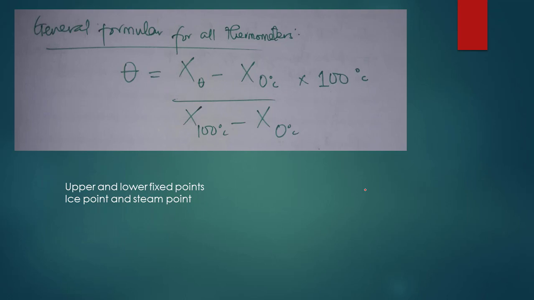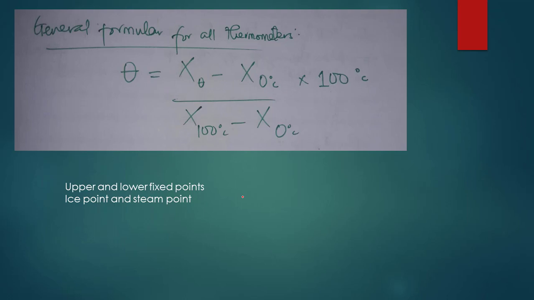sisi kwenye kufanya calculations. So the upper fixed point is the upper limit of a particular measurement of thermometer. So kama ni pressure ni upper limit ya pressure. Kama ni resistance ni upper limit ya resistance, the maximum. And the lower fixed point is the lower limit, which is the minimum measurement ya hiyo thermometer. Kama ni resistance, minimum resistance. Kama ni pressure, minimum pressure. So we shall see the importance of that.